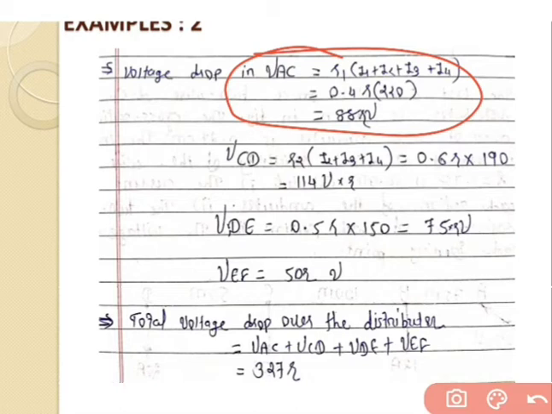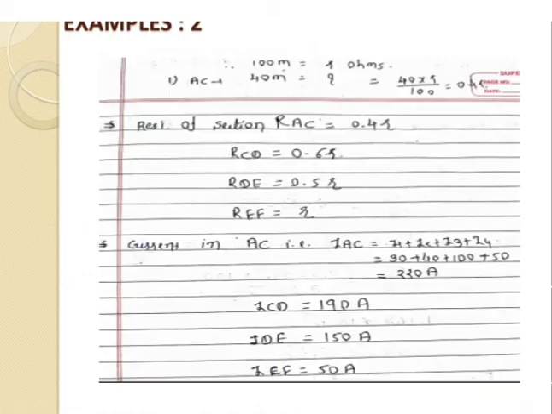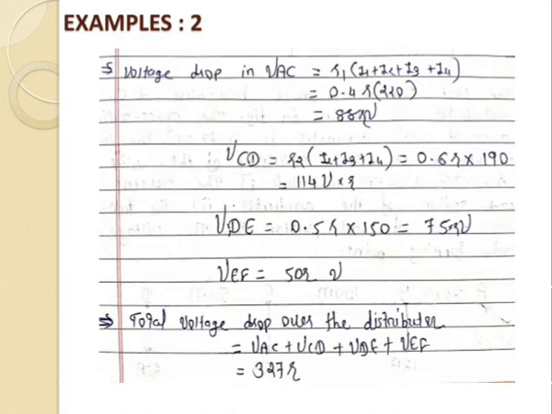Same way next section, that is the VCD, the voltage drop across this section. Again just put the value of resistance and current from step number 1 and 2. So we can get the answer 114 R volt. Same way VDE, for that we can get the answer 75 R volt. And the last one, that is the VEF, for that we can get the answer 50 R volt. So this is the completion of step number 3, and from that we can get the voltage drop in the individual section.